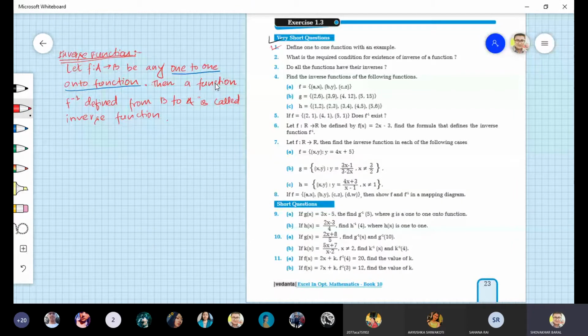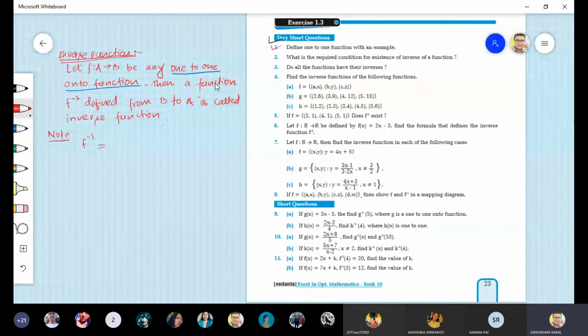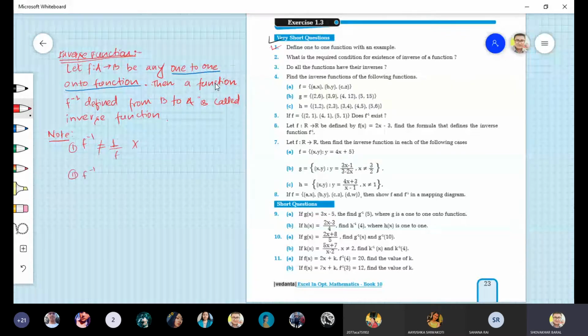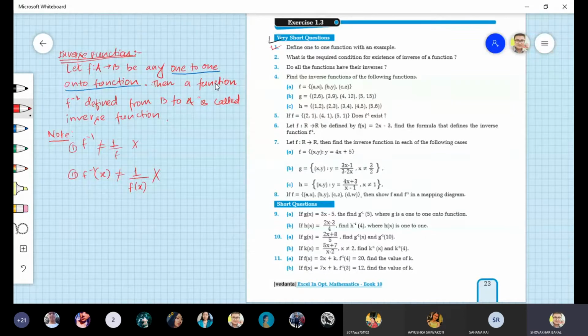But you need to remember what I told you in the earlier classes also. Let me reiterate it. Note: f inverse is not equal to 1 upon f. It is never equal to the reciprocal of any function. It is something different from the inverse. Never get confused. Note number 2: f inverse of x is also not equal to 1 upon f of x. This is also not equal. I hope you are getting the point.